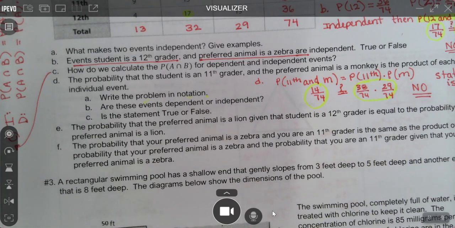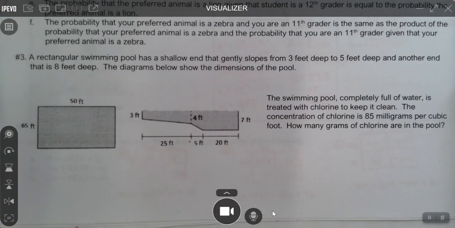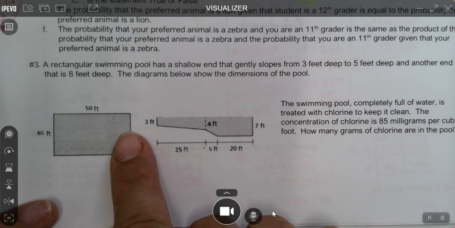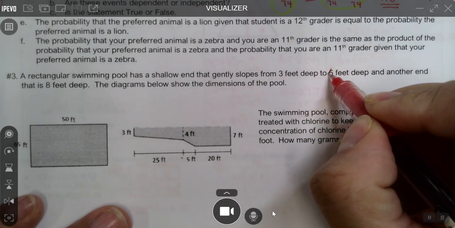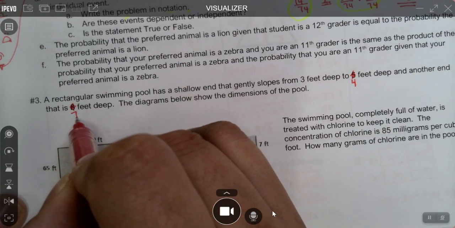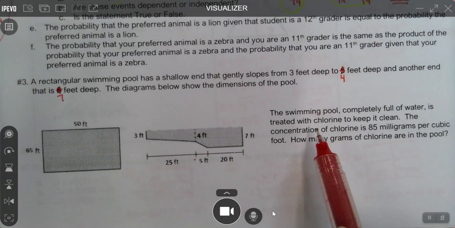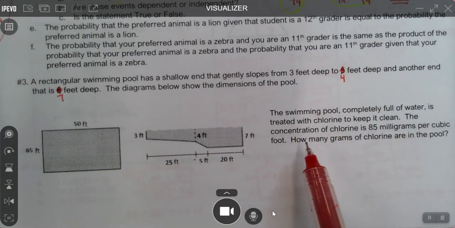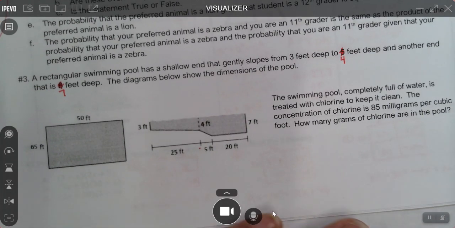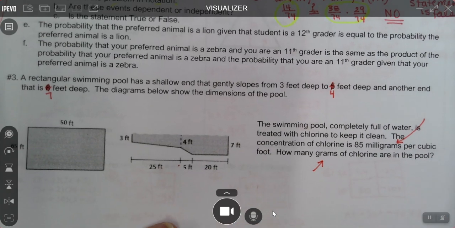All right. A rectangular swimming pool has a shallow end and gently slopes from 3 feet. Oh, we said we were going to change this to 4 feet, and another end that is 7 feet. Okay. The swimming pool is completely full of water. It is treated with chlorine to keep it clean. The concentration of chlorine is 85 milligrams per cubic foot. How many grams of chlorine are in the pool? Now they want to know grams, but they gave this to us in milligrams, so we need to be careful.